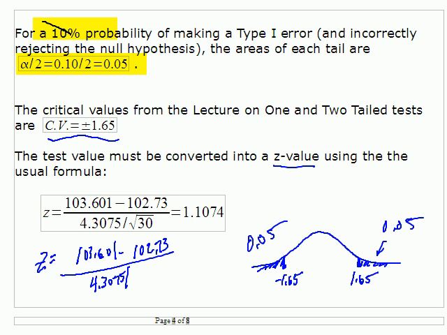which is itself divided by the square root of the size of the sample, and the size of the sample was 30. So they gave me 1.1074. Okay, 101.74 is, there's a better picture in a minute, but since I'm talking about it, I'll just write it here. It's here. Okay, well, it's not in the critical region. It's way over here in the non-critical region. Therefore, the null hypothesis is not rejected.